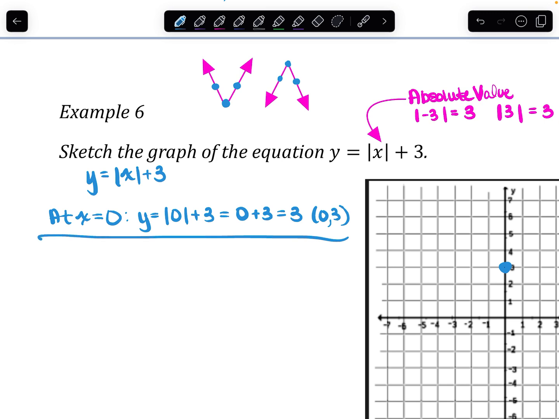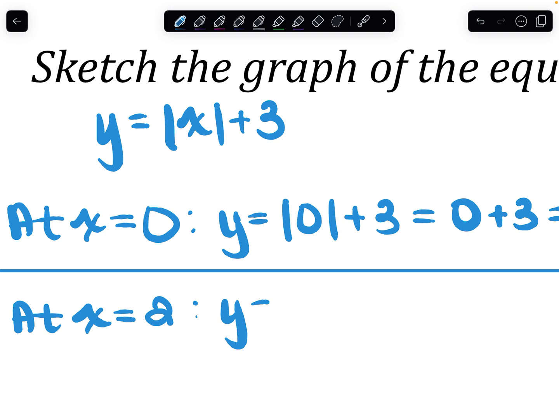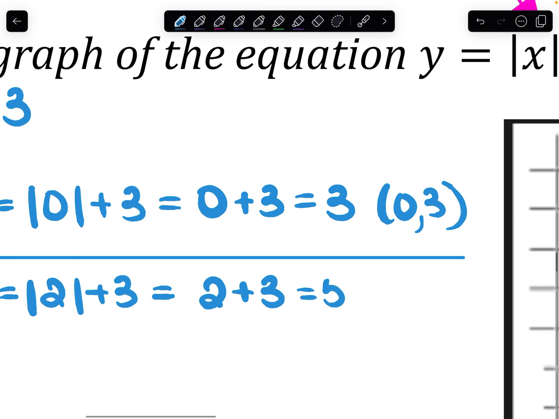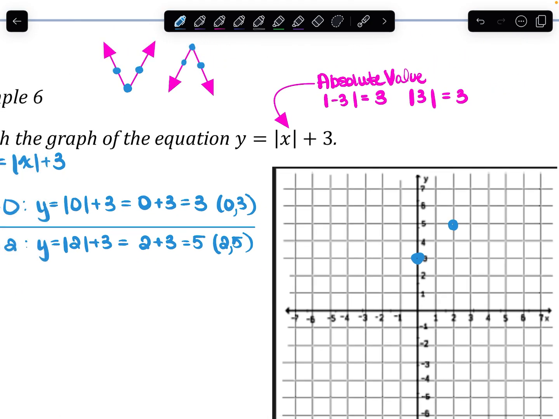All right, next point. Let's go with 2 to be different. Normally I would go with 1 and -1. Like I said, I'm boring. Let's go with 2 just to change it up. So at 2, y is the absolute value of 2 plus 3. The absolute value of 2, how far from 0 is 2? Well, it's 2 units from 0. And 2 plus 3 is 5. So this coordinate is 2, 5. So right 2 up 5, we are here.